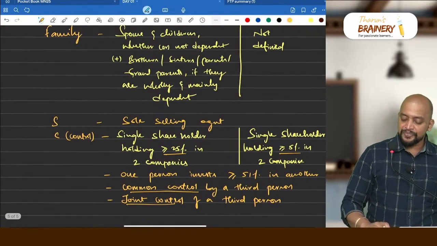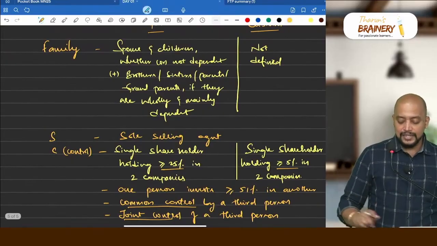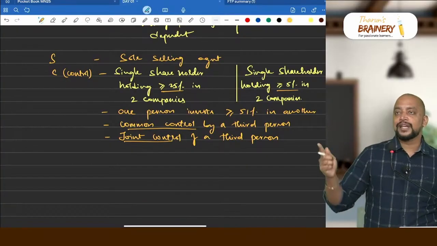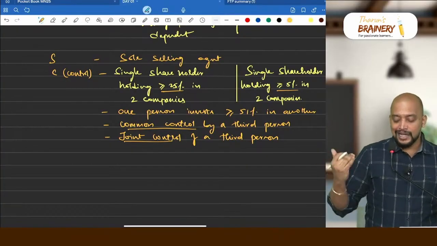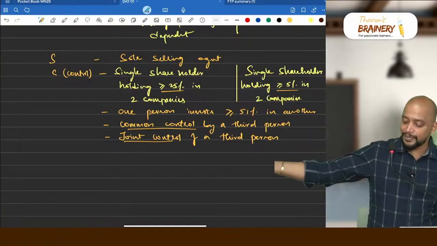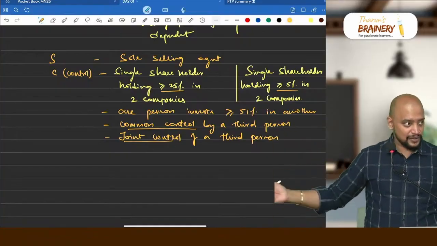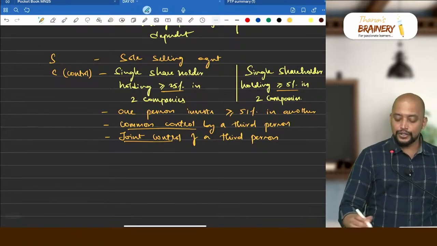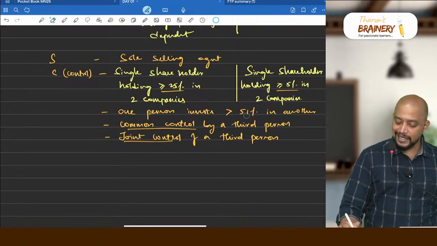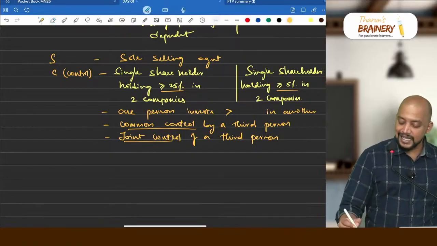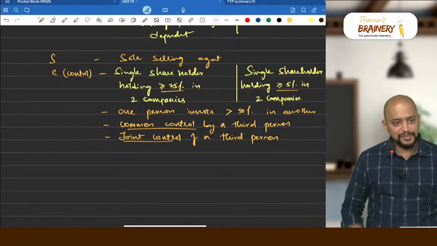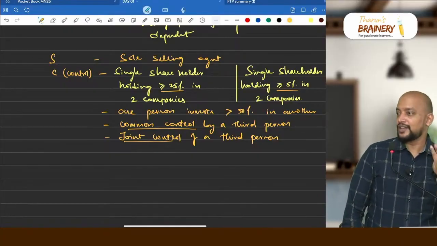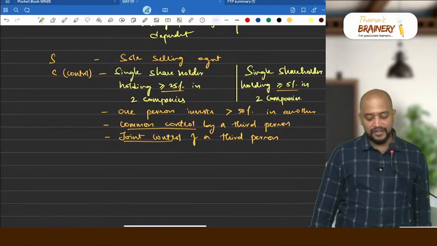So family, slight change. Sole selling agent same. Control also, total 4 points in control. In that, two companies with a single shareholder holding 25% or more. Next, one person investing greater than or equal to 51% in another. So why 51%? Because I used equal to. If I remove this greater than or equal to, can we make it greater than 50%? Yes, greater than 50% we can make, for example 50.1%, 50.5%. Control is there definitely. So greater than 50% in another.